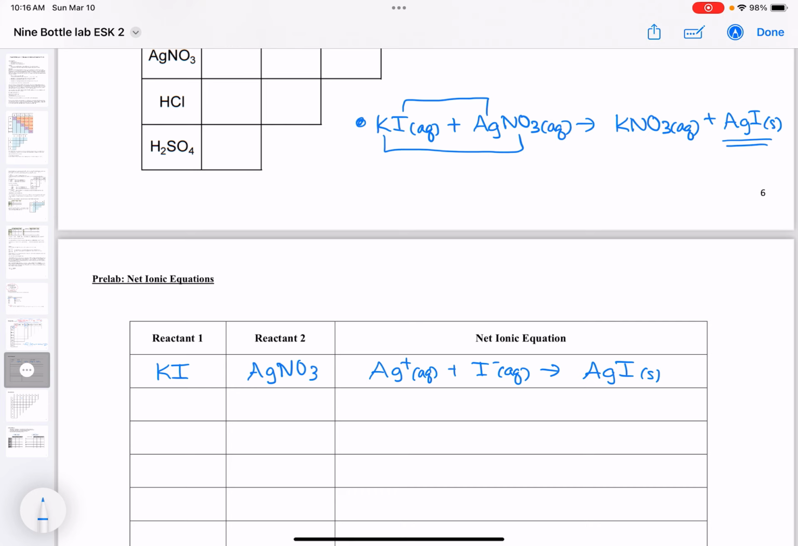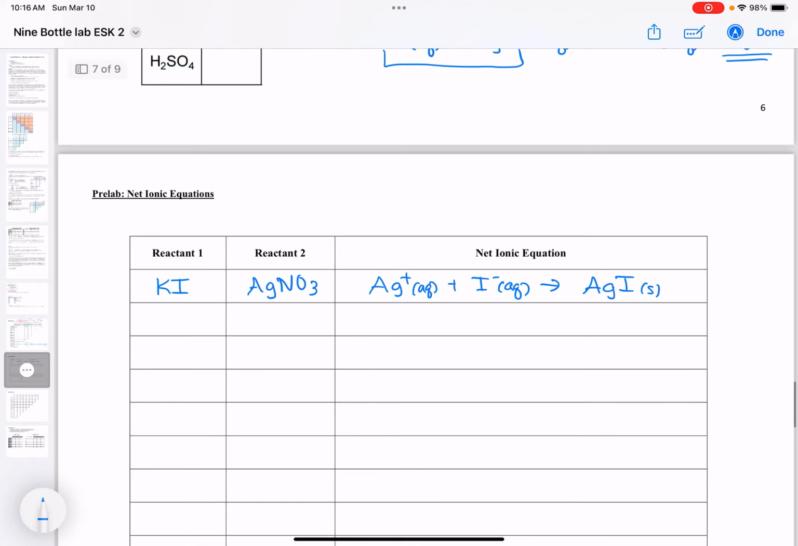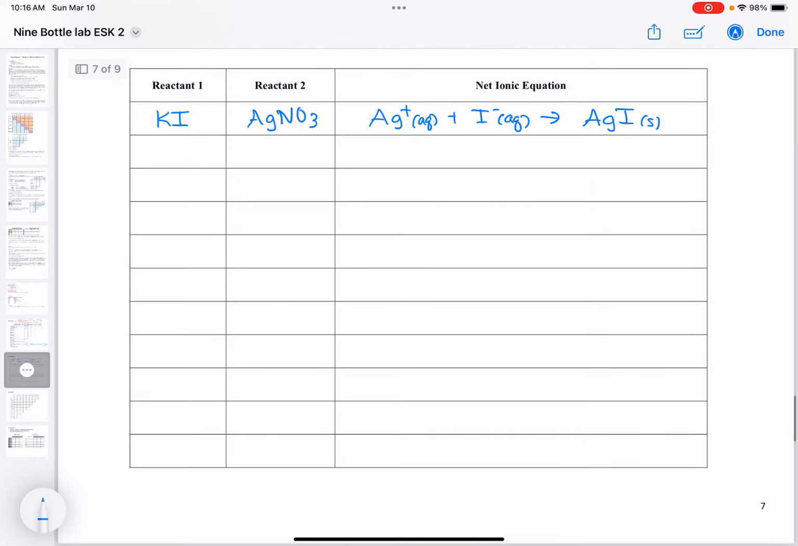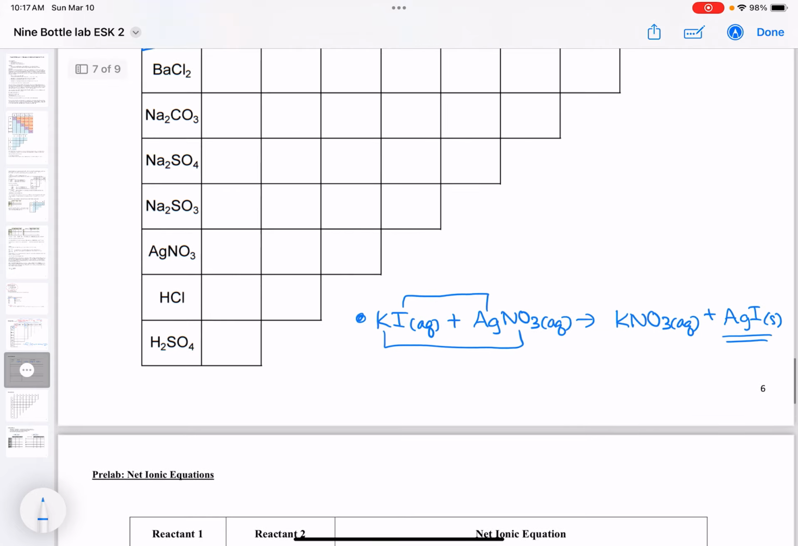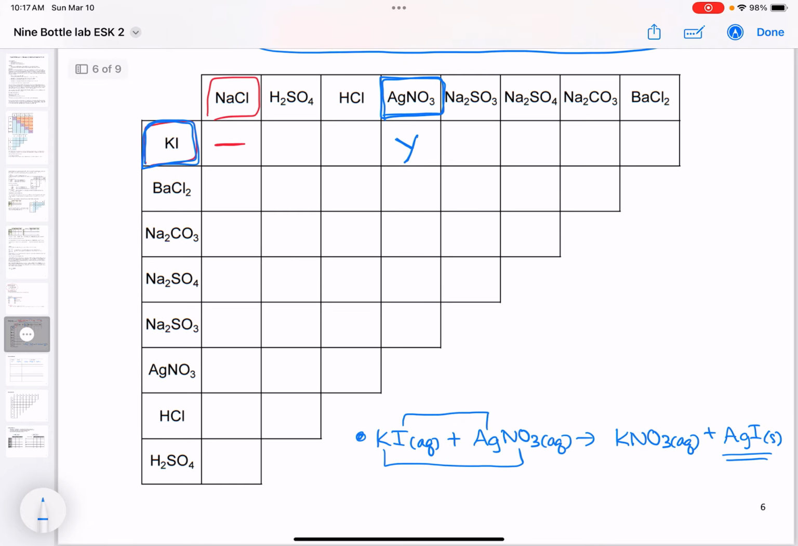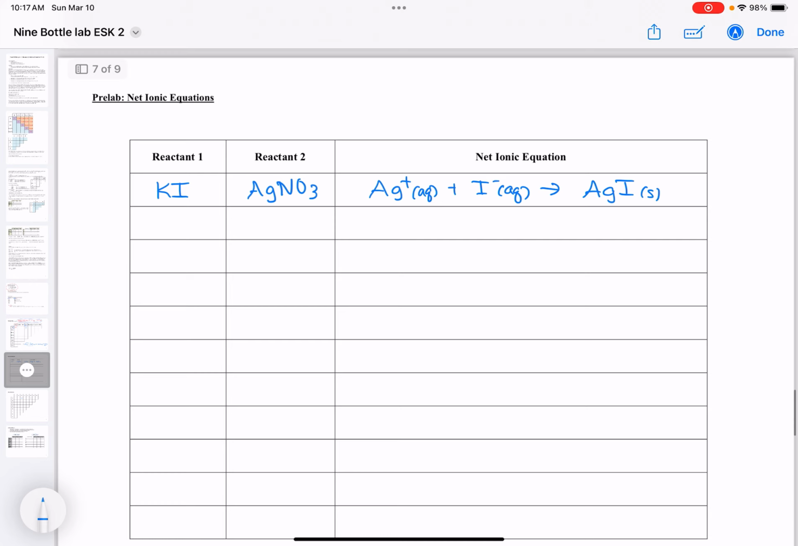So for anything that does form a product, a yellow precipitate, a white precipitate, or a gas, you want to write the net ionic equation in this chart right here. So that is the other thing that I will check before I allow you to go into the lab. I want to see that you have this chart completed, and I want to see that you have all the correct net ionic equations.